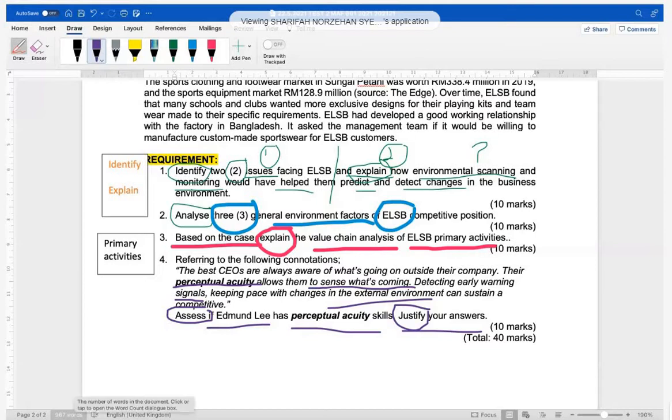Masa is only 1.5 hours. So basically you have 40 marks question. So 1.5 hours is how many minutes kalau 10 marks? You ada 90 minutes, ya kan? Basically satu soalan tu dalam 22 minutes.